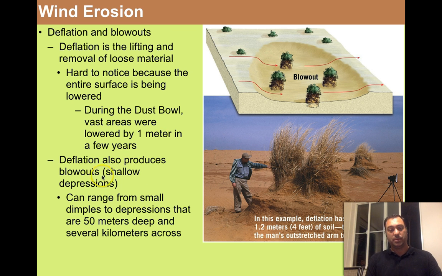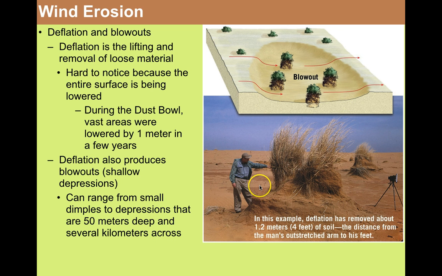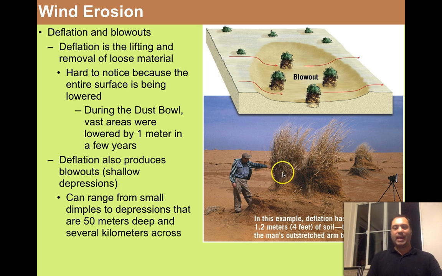Deflation also produces blowouts, which are shallow depressions, and they can range from small dimples to depressions that are 50 meters deep and several kilometers across. So here's a deflation example here. Let's remove 4 feet of soil. So right where this gentleman's hand is in the image down to his feet, that's how much the soil has moved down. The reason why this clump is here is because the grass, through its root system, held the sand in place, so it couldn't be pulled away by the wind.